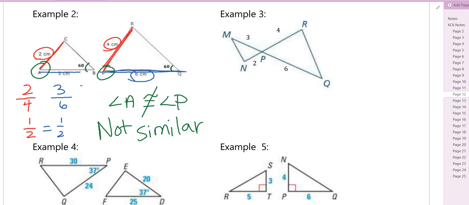Remember, all three angles inside of a triangle add up to 180. So you at least need two of the angles. So that one's not similar.